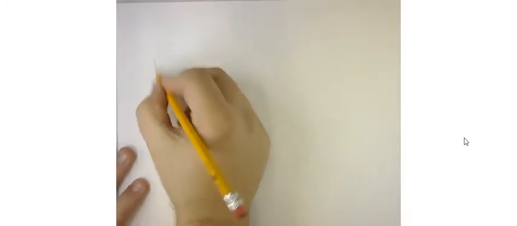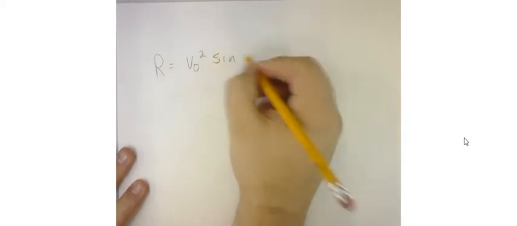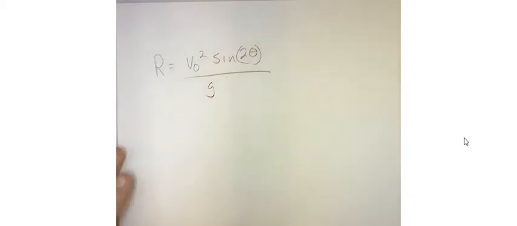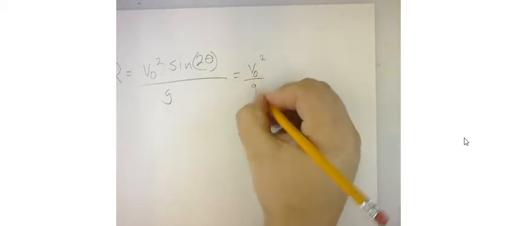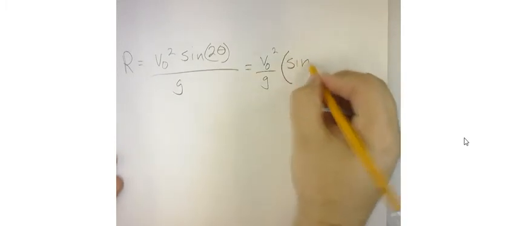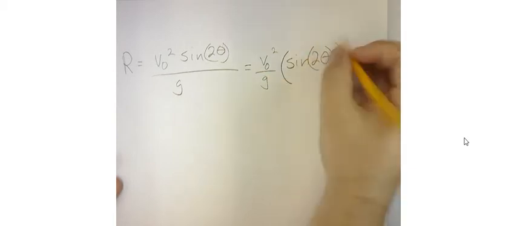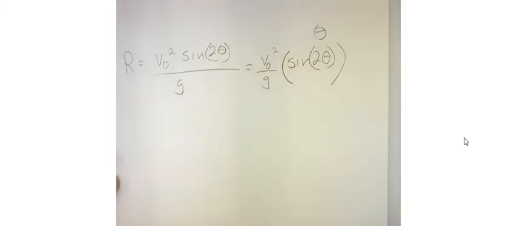We said that the range is equal to the initial velocity squared times sine of 2 theta over g. Now I could rewrite that as the initial velocity squared over g, which is a number. We'll get some numbers if we plug them in. That would be a number, times sine of 2 times theta. So the only thing that we really have an impact on is theta. So what we want to know is what value for theta will give us the maximum value for sine.